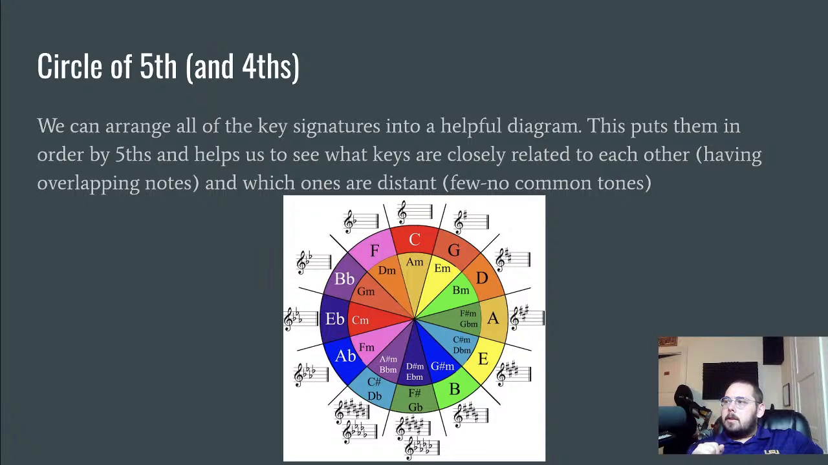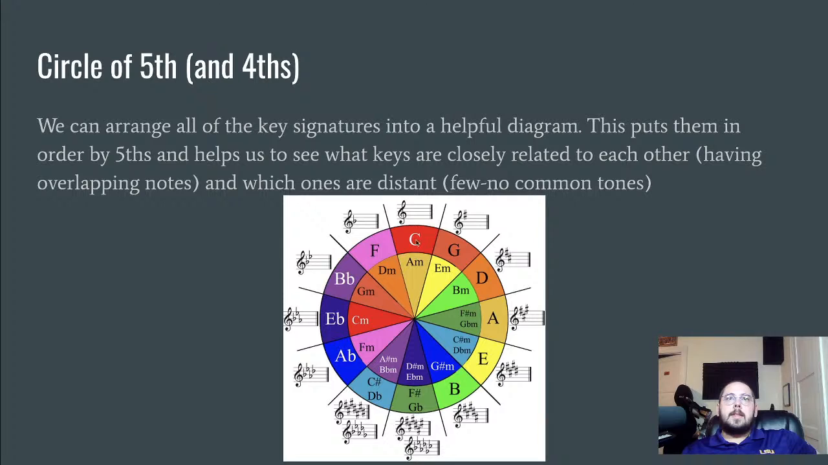All right, the circle of fifths, and our first look at the key signatures. We can arrange all of these into what I find a useful diagram. If you go clockwise around the circle here, you'll see that these are arranged so that C up 5 scale degrees is G, up 5 from G is D, up 5 from D is A, and so on and so forth. We can see this relationship, and this will help us see closely related keys versus not.